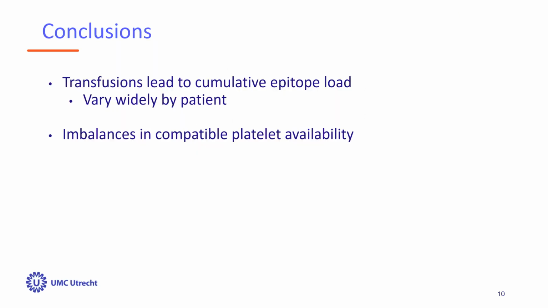So the conclusions from this: transfusions do lead to a cumulative epitope load, and this varies widely by patient. So some patients are higher risk and lower risk than others. And what that means, and what we already know, is that there are imbalances in compatible platelet availability. If you are a European in the European population, you probably are going to have better luck than someone with a different ethnic background in this population.